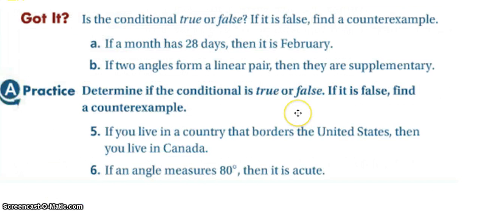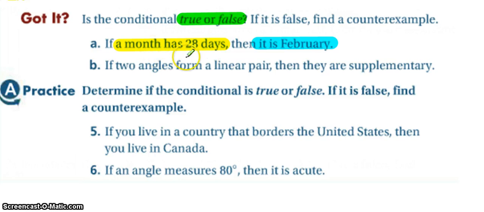So here's one of my favorite conditional statements. If a month has 28 days, then it is February. So we see our hypothesis here is if a month has 28 days, our conclusion is then it must be February. So classify whether this is true or false based on can you find something that satisfies the hypothesis that does not satisfy the conclusion. So pause the video and think about this.